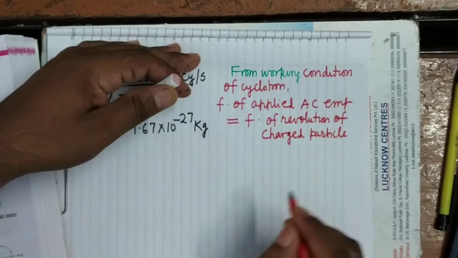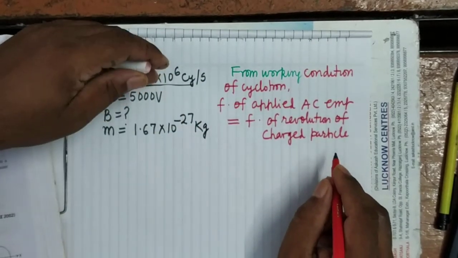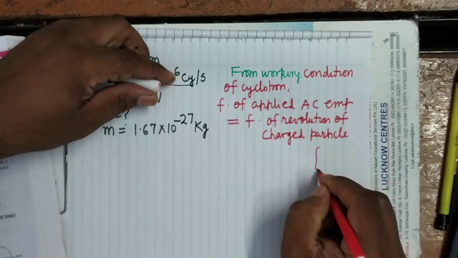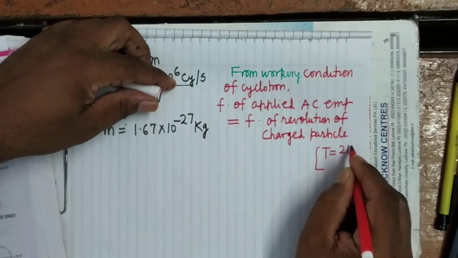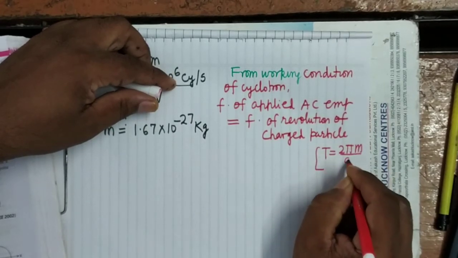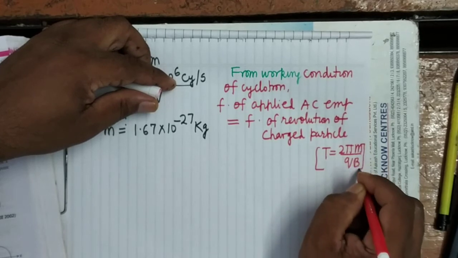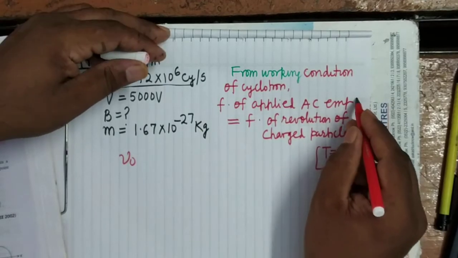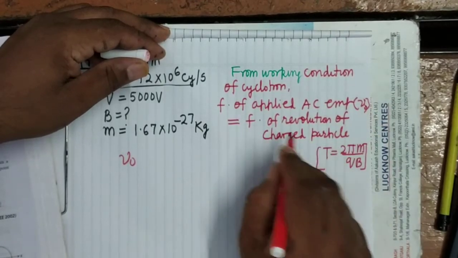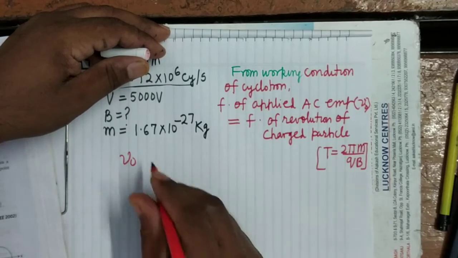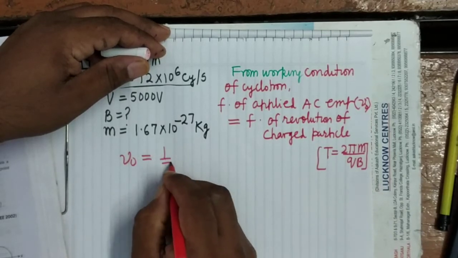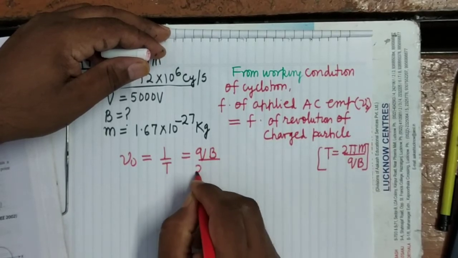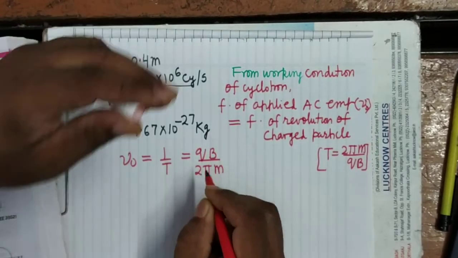As we know, the period of revolution T equals 2 pi m upon QB. I am writing here T equals 2 pi m upon QB. So what will be the frequency? Frequency, here nu naught, the frequency of revolution, will be the reciprocal of this, that is equal to QB upon 2 pi m.